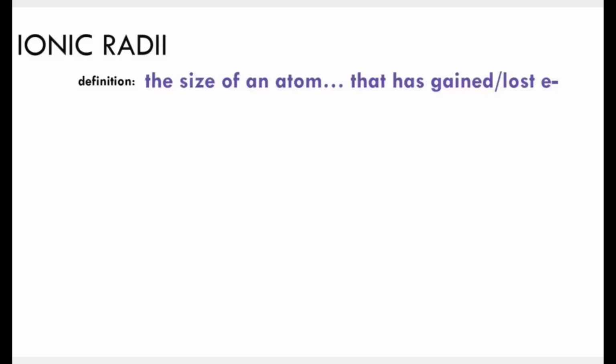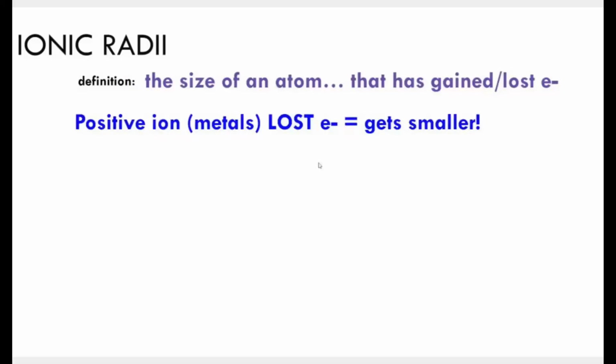So on the next page, we're going to talk about ionic radii, which are similar to atomic radii. Remember, ions are atoms that have gained or lost some number of electrons. So ionic radii are the size of an atom that has gained or lost electrons. Just a variation of that atomic radii trend.